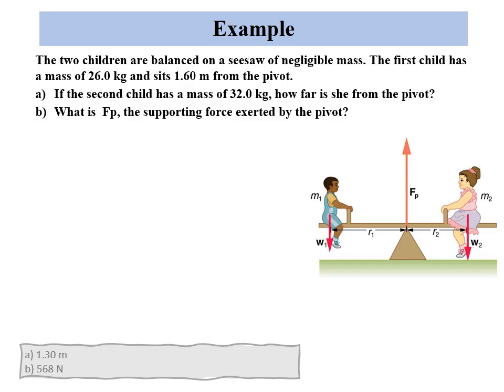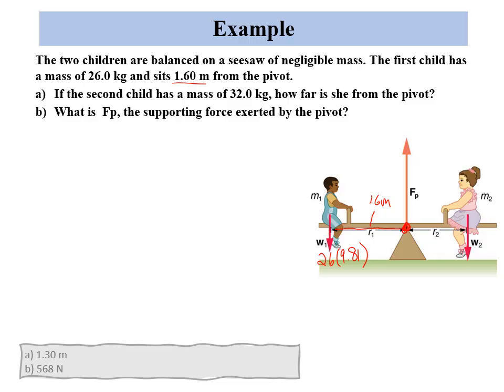Let's start with this example problem. Here it says we have two children. They are balanced on a seesaw of negligible mass. The first child has a mass of 26 kilograms and sits 1.6 meters from the pivot. You can see it in the diagram on the bottom right. There is a pivot point, and child 1 has a mass of 26 kilograms, so we can calculate the weight, which would just be 26 times 9.81. R1 is the distance from the rotational axis where the child is sitting, which the problem tells us is 1.6 meters.